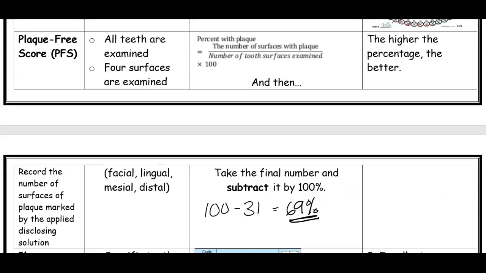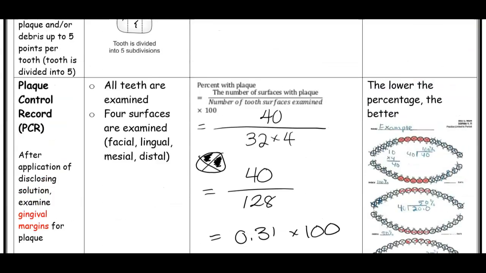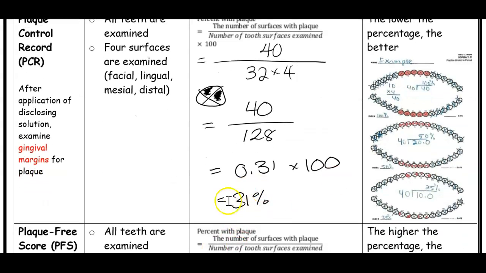And 69% is, again, not so bad, because the higher the percentage here, the better. So 69% of the mouth was free of plaque, was plaque free. So that's PFS, plaque free score. So here, the higher the percentage, the better. Whereas with plaque control record, we're looking at how many surfaces have plaque. So here, the lower the percentage, the better.